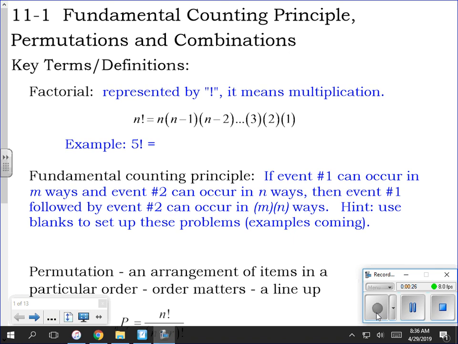How many ways can something happen? How many possibilities are there? That's what this is about. It's about how to count things.